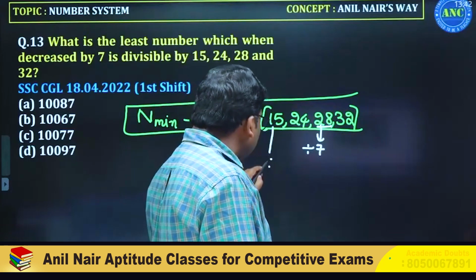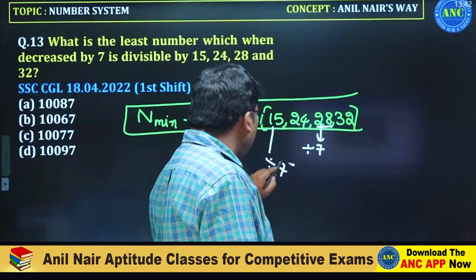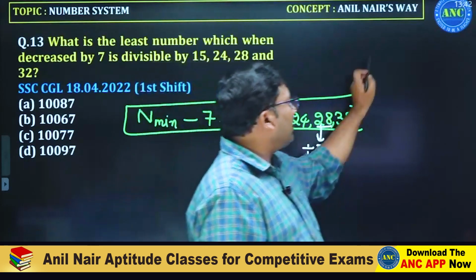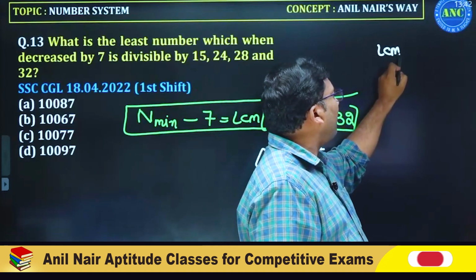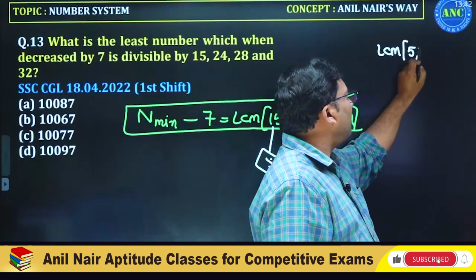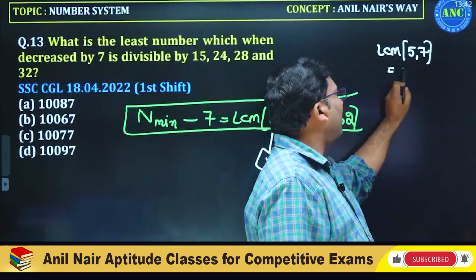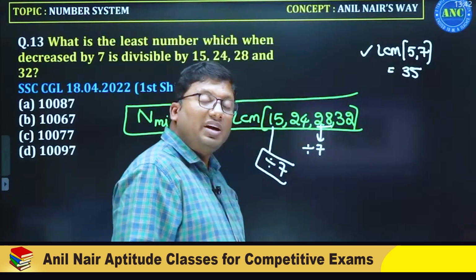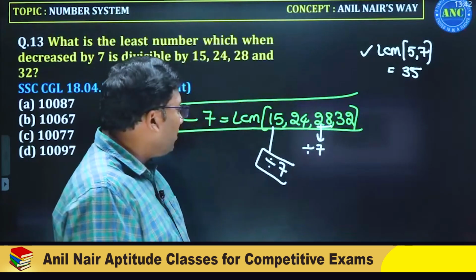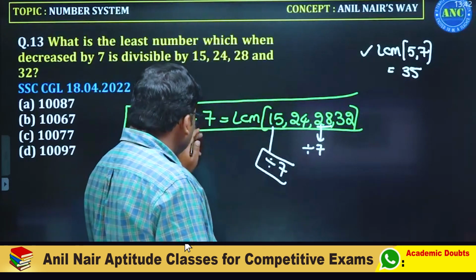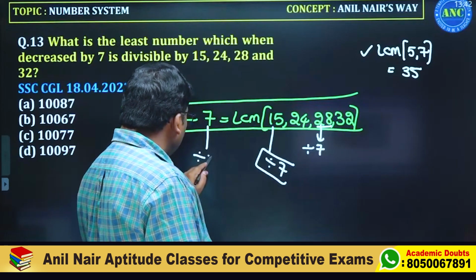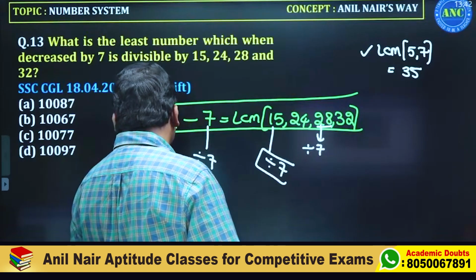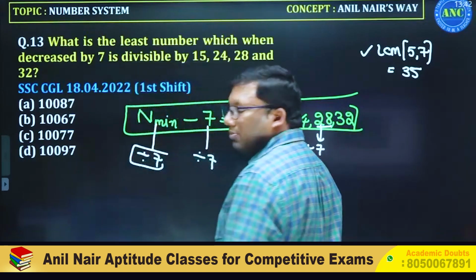Output also is divisible by 7. Take this example. LCM of 5 comma 7 is 5 into 7, 35. Input one number divisible by 7, output also is divisible by 7. This is divisible by 7, this is also divisible by 7. That means the answer should be divisible by 7.